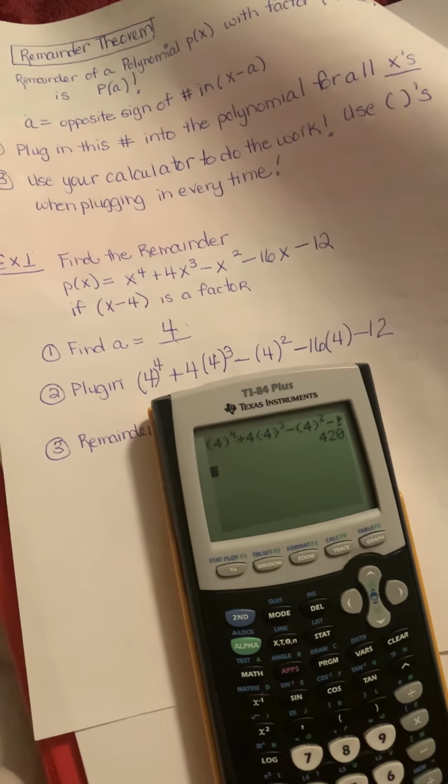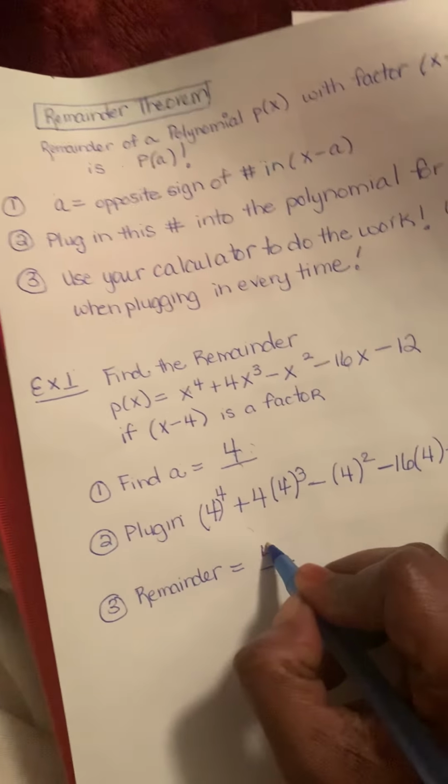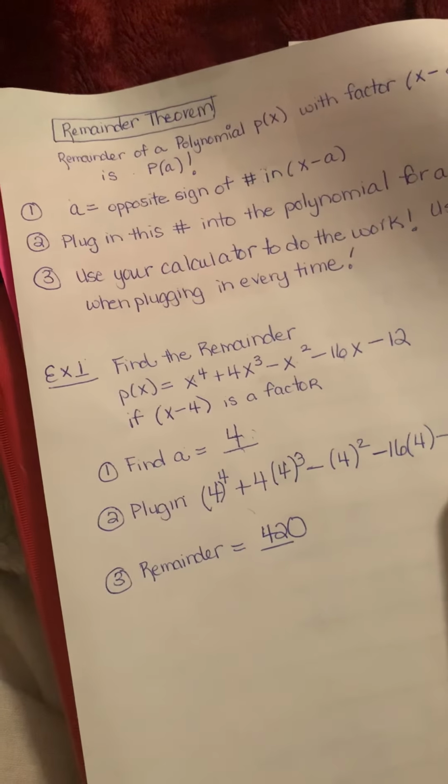All right, so I press enter, and I get 420. So that means the remainder is 420. And that's it.